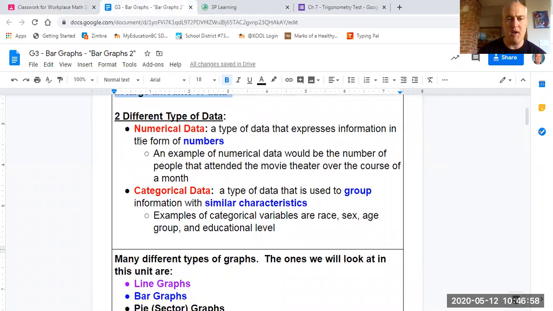Remember that we've been talking about the fact that there are two different types of data. There's numerical data, which, as the name would suggest, has numbers in it, and there's categorical data. And please don't confuse this to mean that there are no numbers in categorical data. We actually need to have numbers, but we set them into groups or categories so that we can evaluate them.